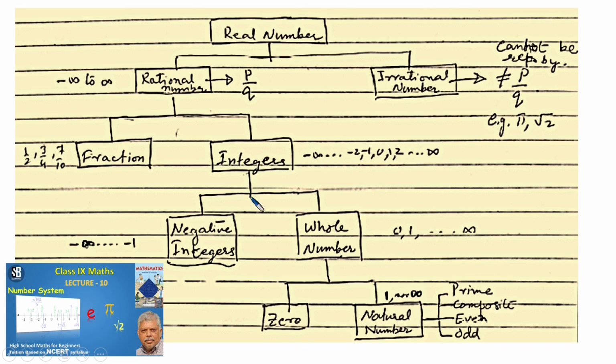And the integers have negative integers, that is minus infinity to minus 1, and whole numbers, that is 0, 1 to infinity. So this covers the whole range, and this whole number can be 0 or a natural number, that is from 1 to infinity, and this natural number can be either prime or composite, even and odd. I will not go into more details, so I will request you all to go to class 9 lecture 10.